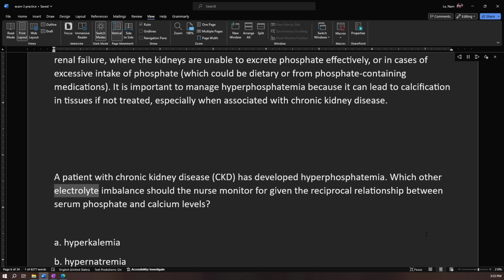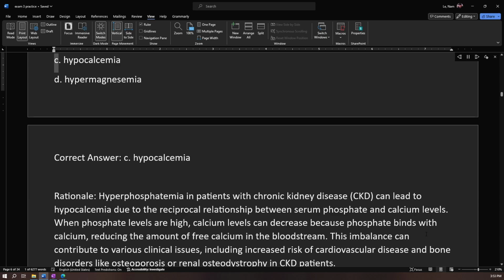A patient with chronic kidney disease, CKD, has developed hyperphosphatemia. Which other electrolyte imbalance should the nurse monitor for given the reciprocal relationship between serum phosphate and calcium levels? A. Hyperkalemia. B. Hypernatremia. C. Hypocalcemia. D. Hypermagnesemia. Correct answer: C. Hypocalcemia.